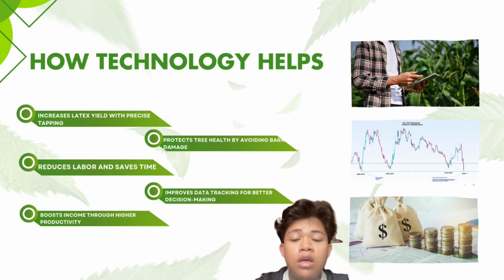Secondly, tree health is better protected because machines make precise cuts without damaging the bark like unskilled tappers. Next, these machines also reduce the need for manual labor, saving time and helping plantations that struggle with workforce shortages. Next, with mobile apps and sensors, farmers can track latex output, monitor tree conditions, and plan their schedules more effectively. And lastly, all of this leads to increased income for farmers, better efficiency, and a more sustainable rubber industry.